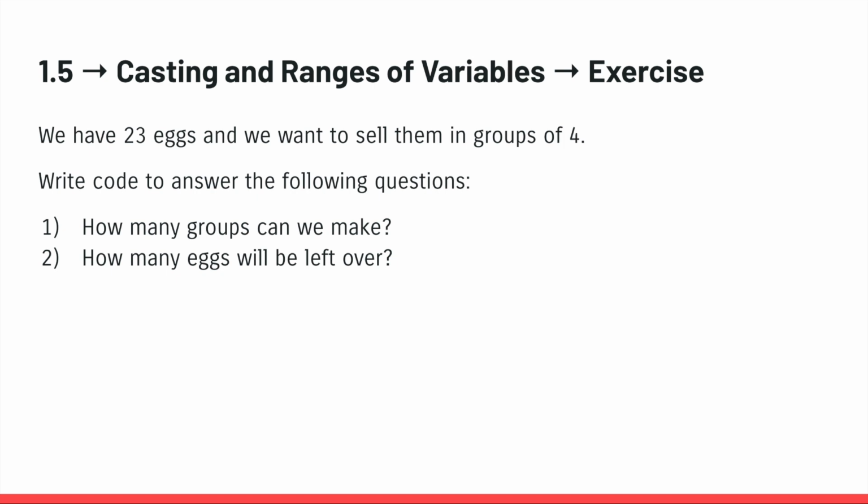So right here it says we have 23 eggs and we want to sell them in groups of 4. Write code to answer the following questions. How many groups can we make, and how many eggs will be left over? So let's start out with how many groups can we make.